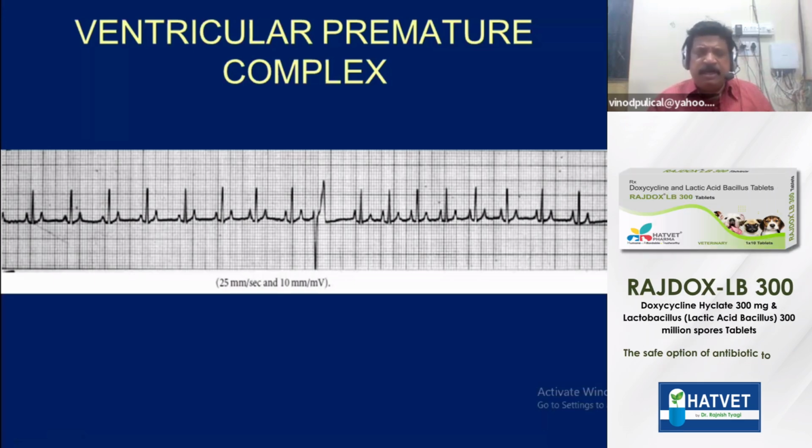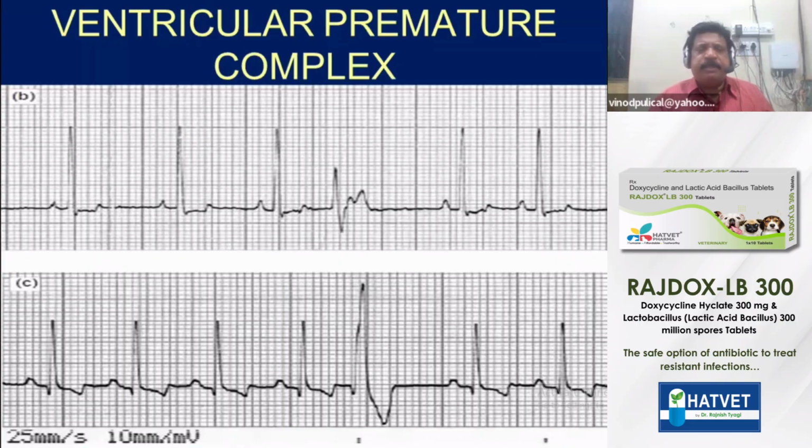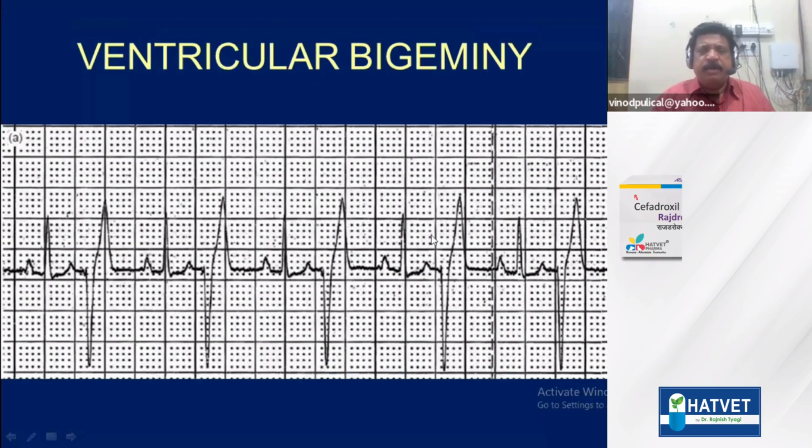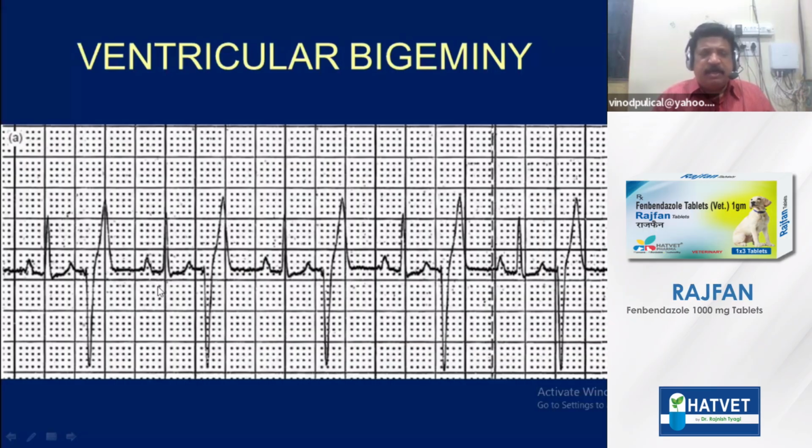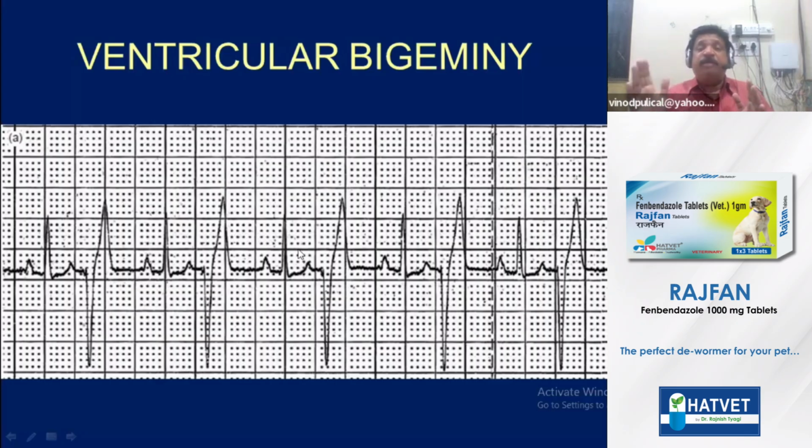All those conditions. See, this is another VPC. You can see a VPC here. This is another VPC. See, this is a ventricular bigeminy. That means there is a normal sinus complex. After that, there is a VPC. After that, a normal sinus complex. Again, next is a VPC. Next is a normal sinus complex. So this alternating VPC is known as ventricular bigeminy.